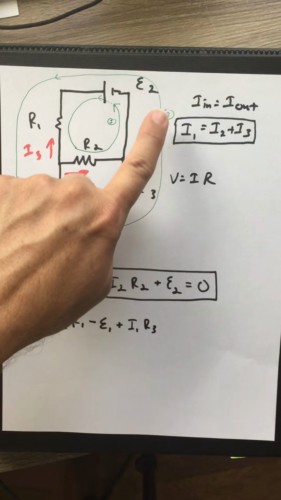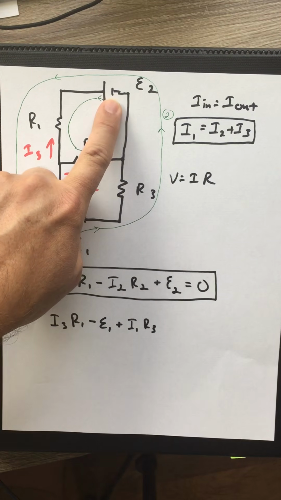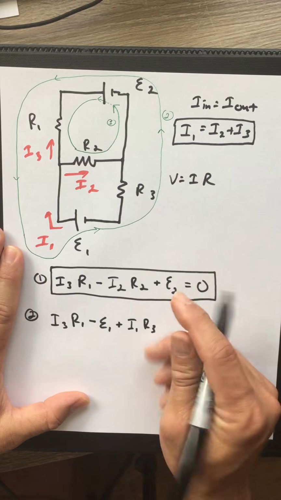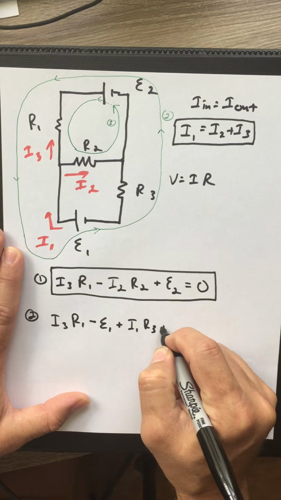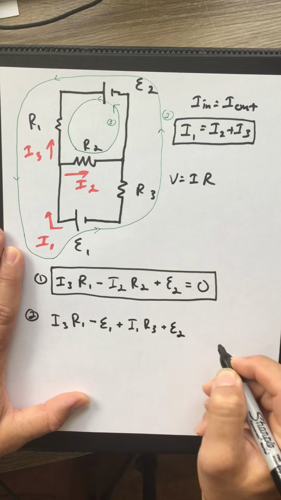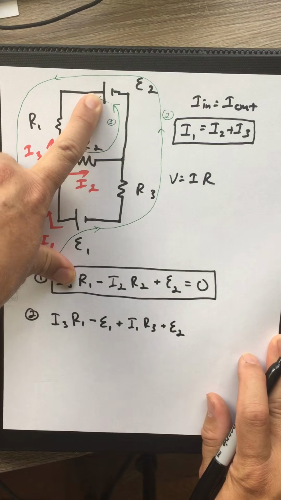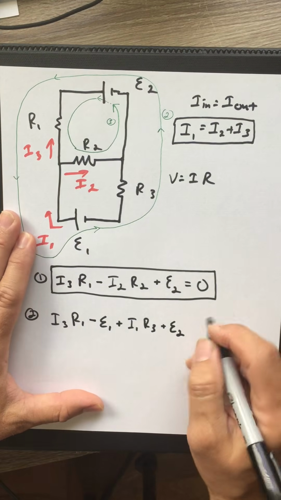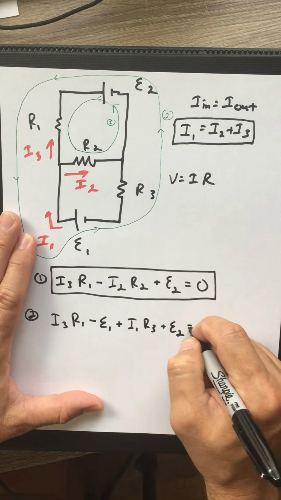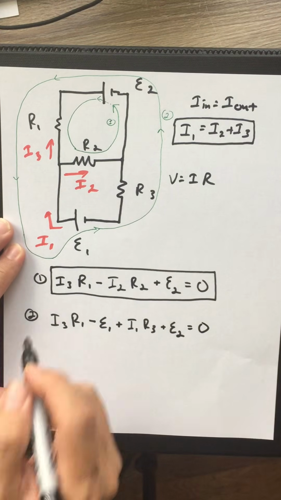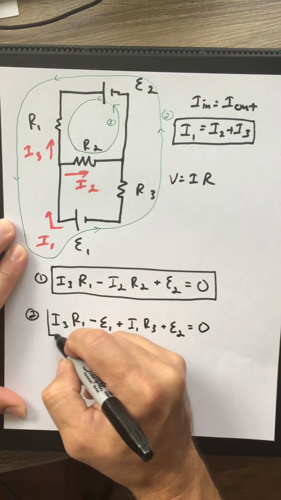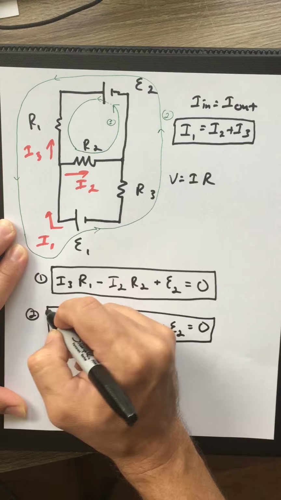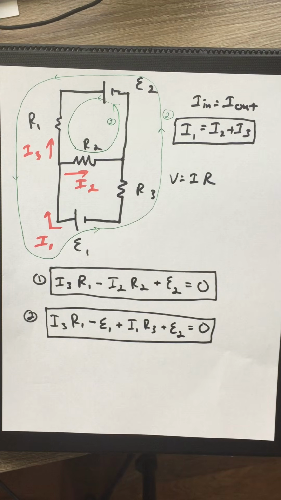I keep on coming up, and I go across E2 from negative to positive. That is climbing uphill. We saw this a while ago. So I'm going to get a plus E2 there. And I'm back where I started. Again, it doesn't matter where you start. It matters that you finish where you started. I'm back where I started, which means that loop has to add together to get 0. And I have another equation that I can use to solve this system.